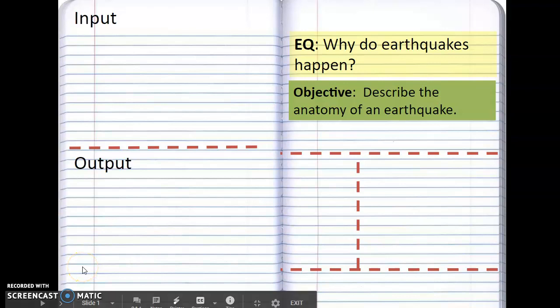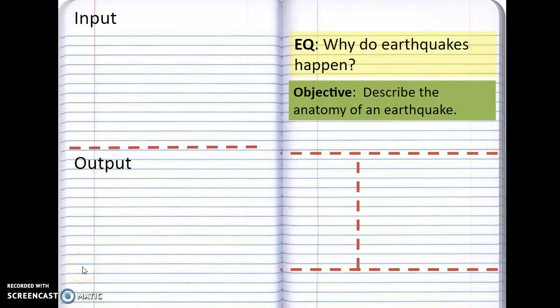Everyone! Today we're going to be learning about earthquakes. Our essential question for today is, why do earthquakes happen? And your objective is to be able to describe the anatomy of an earthquake.